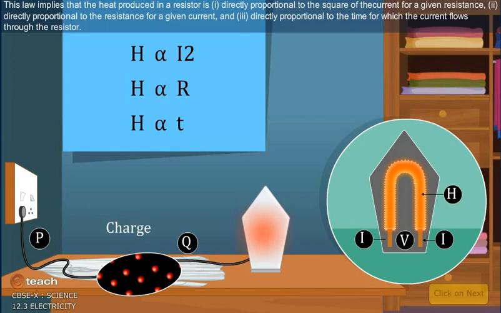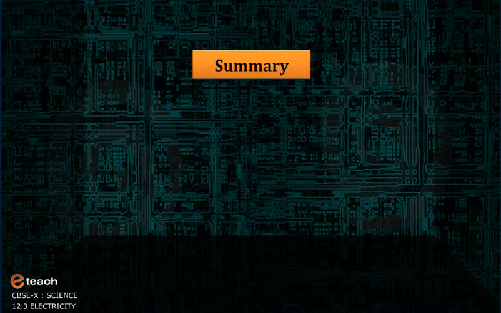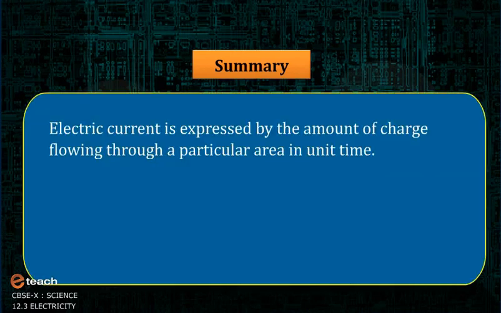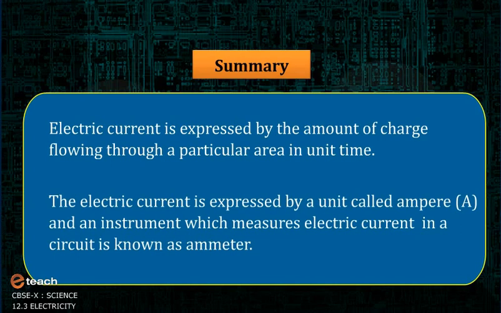Summary. Electric current is expressed by the amount of charge flowing through a particular area in unit time. The electric current is expressed by a unit called ampere, A, and an instrument which measures electric current in a circuit is known as ammeter.